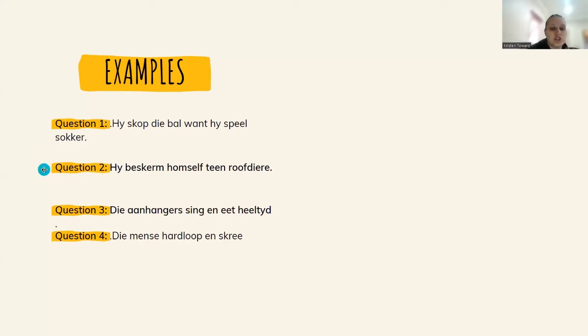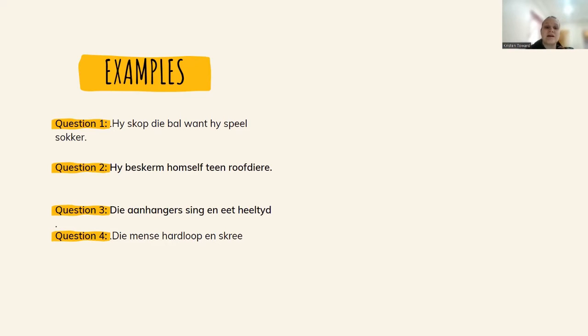Then if we look at question 2, hy beskerm homself teen roofdiere. This beskerm, our verb, has a b, so it doesn't get a ge. So hy het homself teen roofdiere beskerm. Question 3: die aanhangers sing en eet heeltyd. Sing en eet, our verbs are two different actions, so they're both going to get a ge. Die aanhangers het heeltyd gesing en geëet.